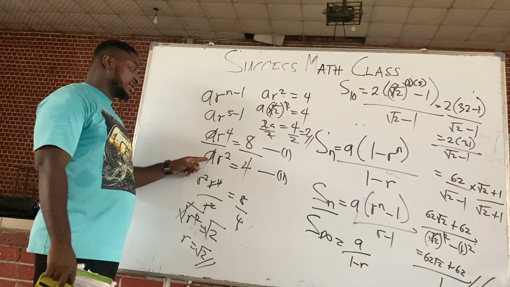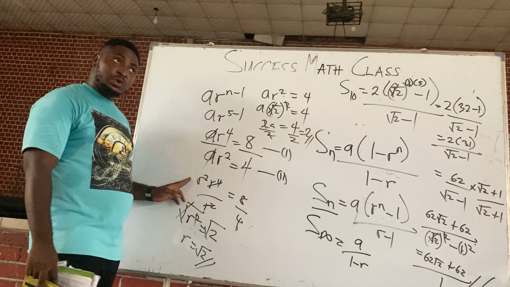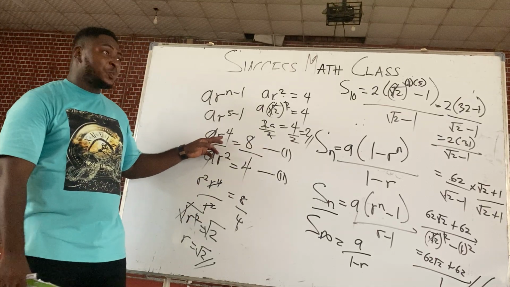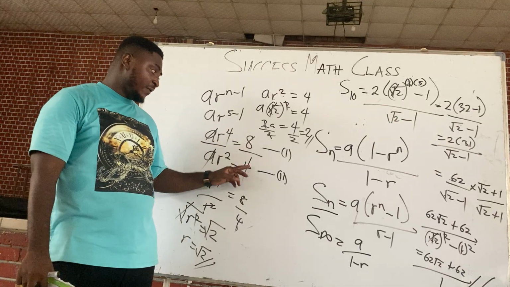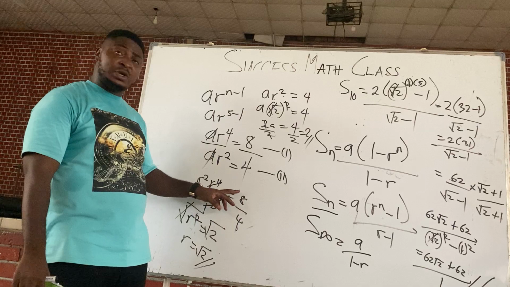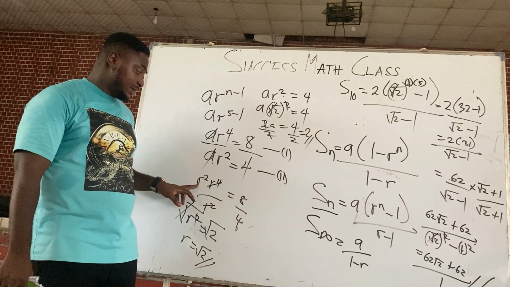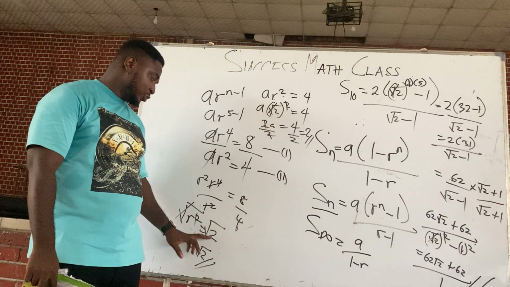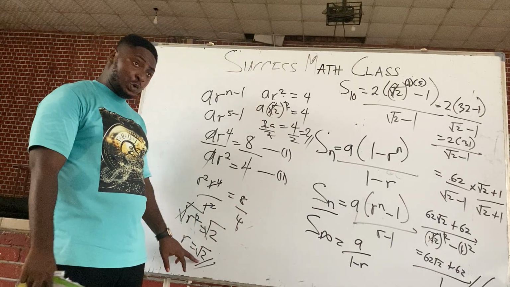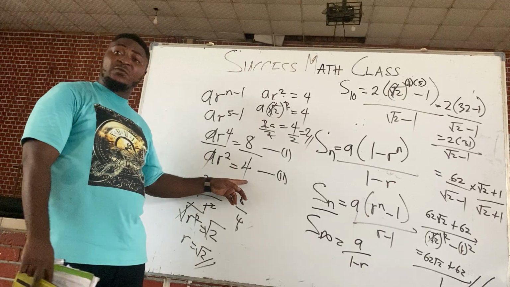Now divide equation 1 by equation 2. A will cancel, and we say R raised to power 4 all over R raised to power 2 equals 8 all over 4. R squared cancels, leaving R squared here, right? R squared equals 8 divided by 4. So if R squared is equal to 2, it means that R is root 2. If R is root 2, I now took equation 2, AR squared equals 4, right?